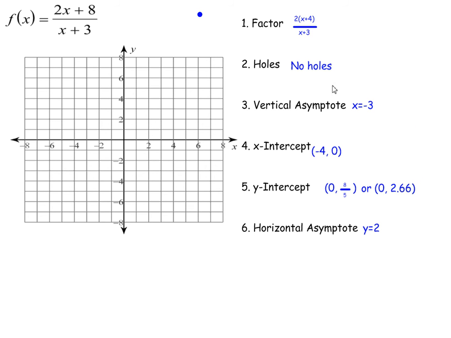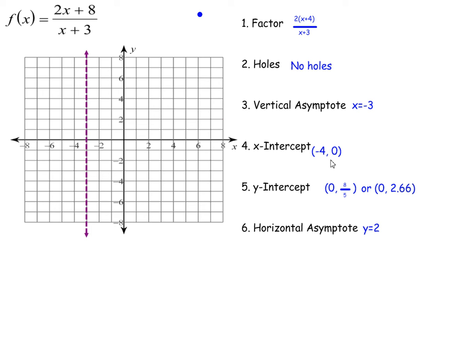I have my factored form, and I have no holes. Yay, no holes. I have a vertical asymptote at -3. And look, I drew it in with a dashed line for a reason, because we're not going to cross it. If you draw it in with a solid line, I'm going to mark you wrong.